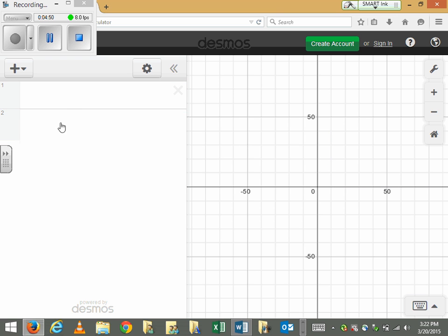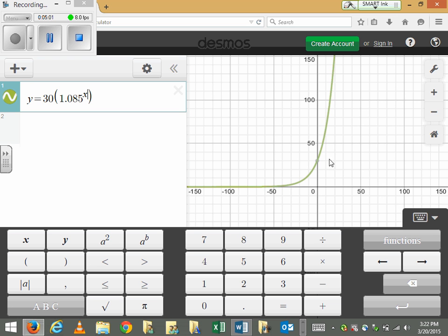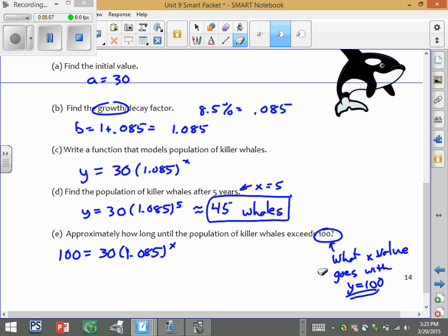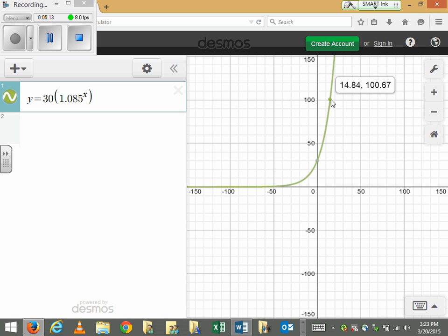So we had y equals 30 times 1.085, and we're raising that to the x. And so the question for us, when will we get 100 whales? Yeah, so let's work along here. Here's where we're at 100 whales right there, it looks like. So it looks like it takes us about 14 and a half years. So somewhere between 14 and 15, you can see where that y value jumps over 100. Somewhere between 14.7 and 14.76.